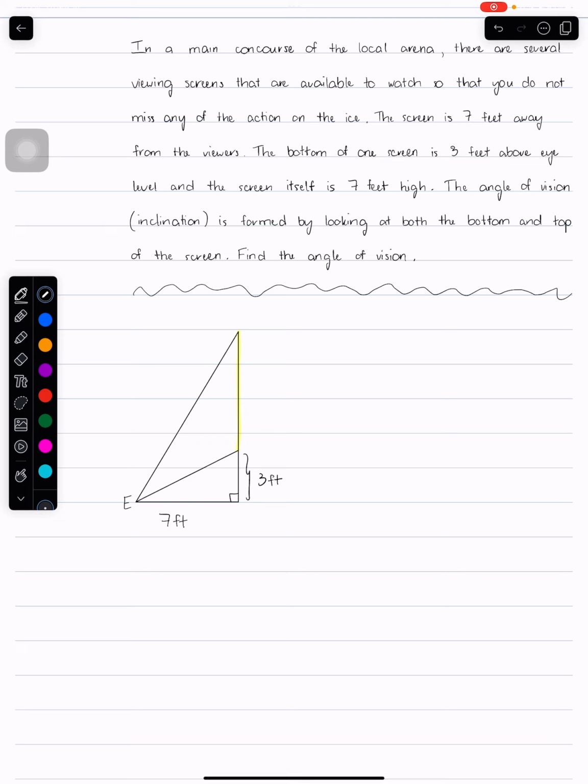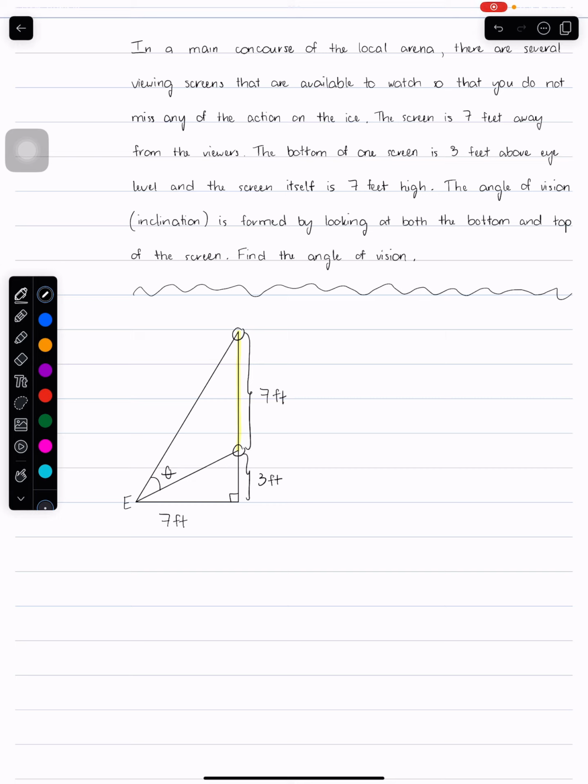And on the screen itself, the yellow one is 7 feet high. So from here to here is 7 feet high. And then the angle of vision inclination is formed by looking at both top and bottom of the screen. So top of the screen, bottom of the screen, they would create this angle. And this angle, let's just give it a name. Let's call it theta for the angle. And then we have to find that angle of vision, which is theta.